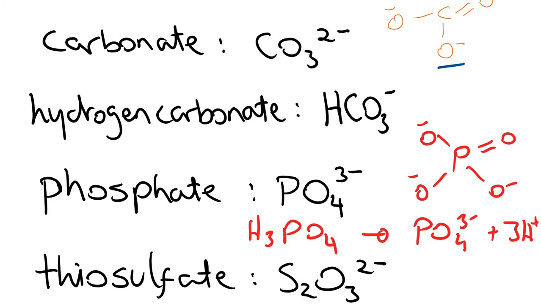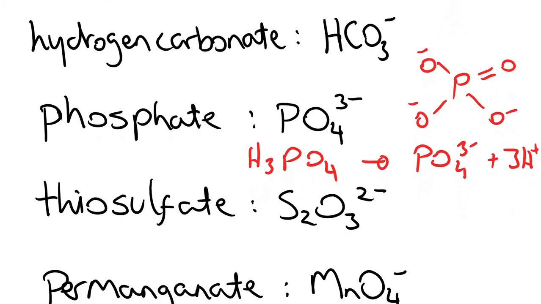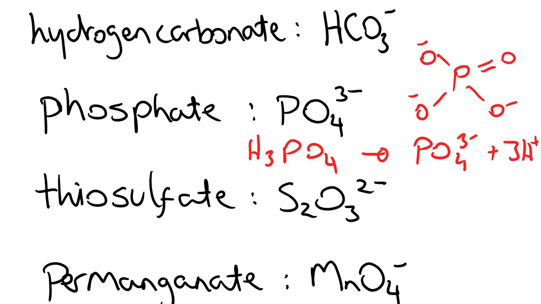The next ion to learn off is the thiosulfate ion, really common in some of the reactions, specifically with rates of reaction. It reacts with hydrochloric acid to give a precipitate of sulfur. So when you're doing a rates reaction and you want to time a reaction for completion, you can use thiosulfate. The next one is permanganate. We'll come across that quite a lot in redox titrations. Potassium permanganate, very distinctive purple color.